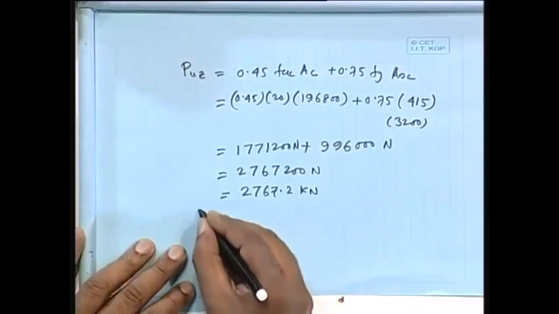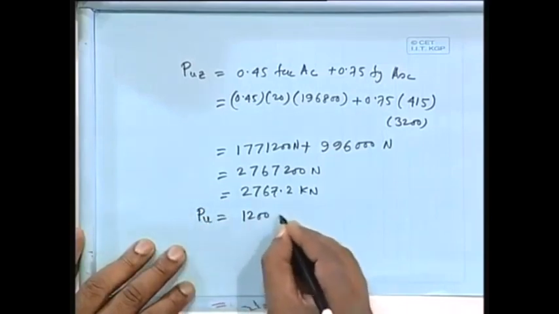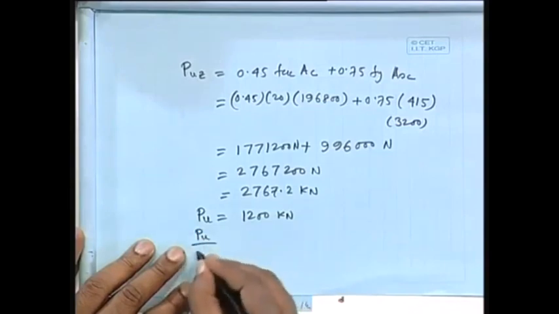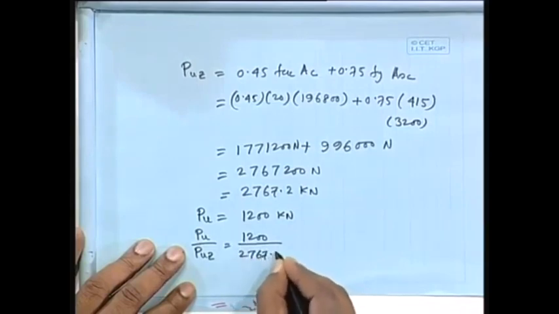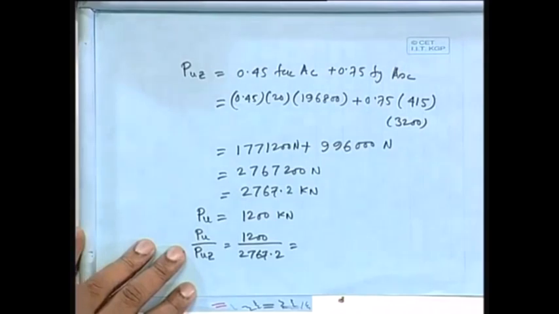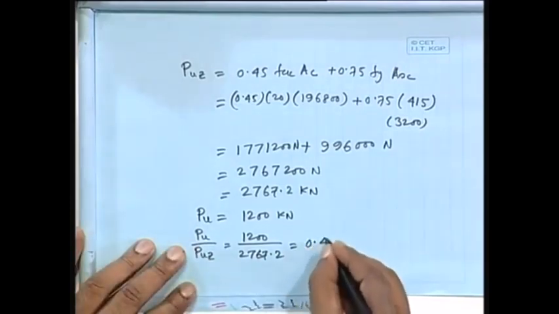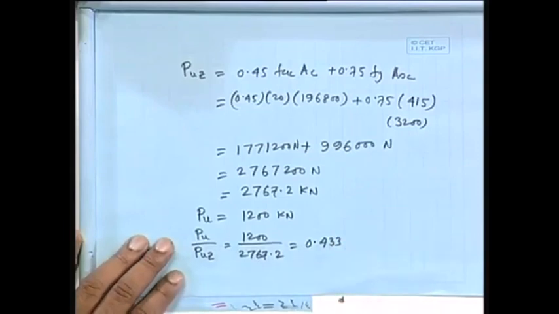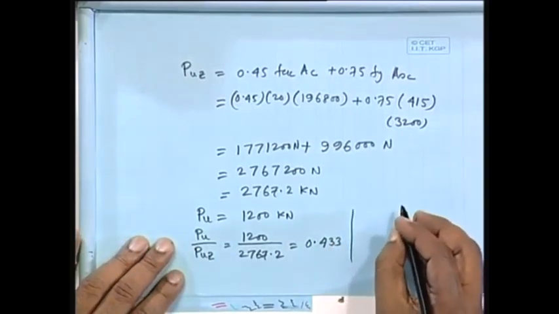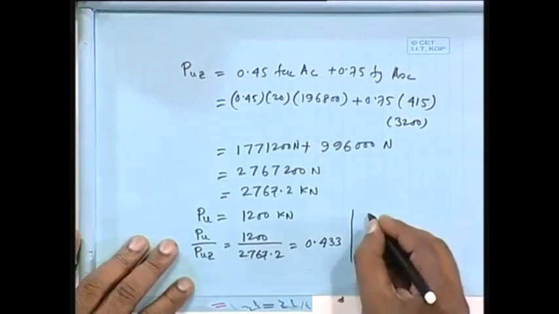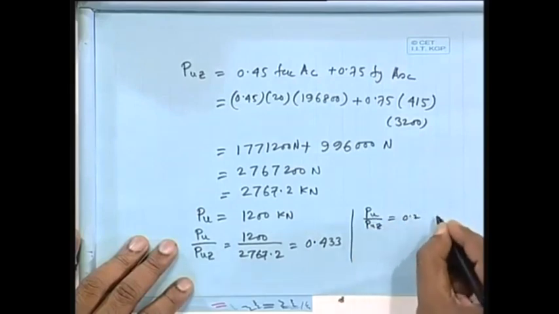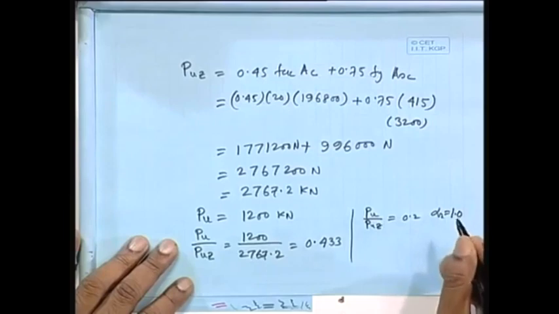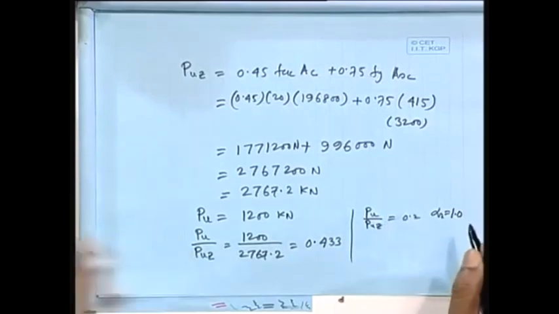What about your Pu? Pu equals 1200. Pu by Puz equals 1200 divided by 2767.2, which equals 0.433. Alpha n equals 1. Okay, let me do it on the next page.